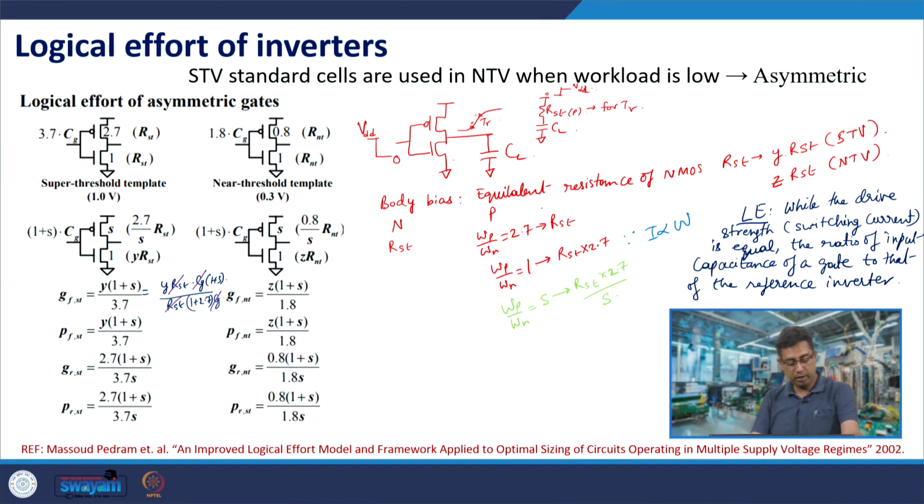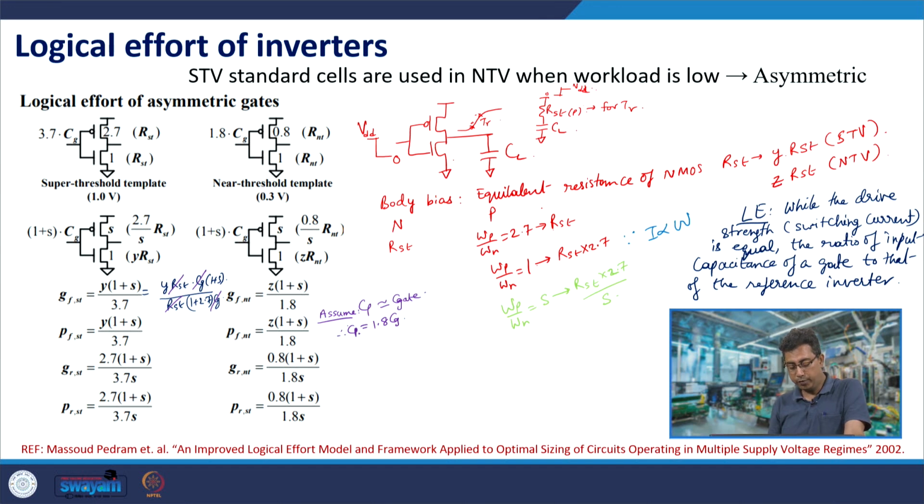How about parasitic delay? Here they are assuming that the parasitic capacitance is equal to the gate capacitance. So, what would be the parasitic capacitance here? It is equal to the gate capacitance, meaning Cp is therefore equal to 1.8 Cg. So, what is the RC time constant?